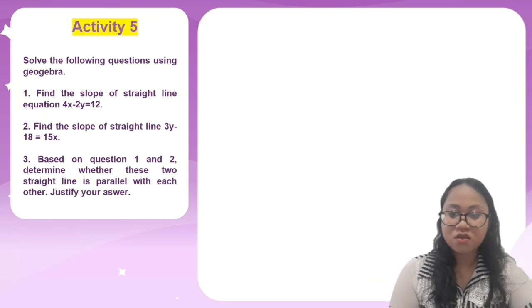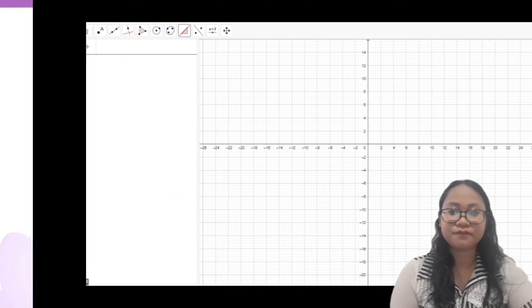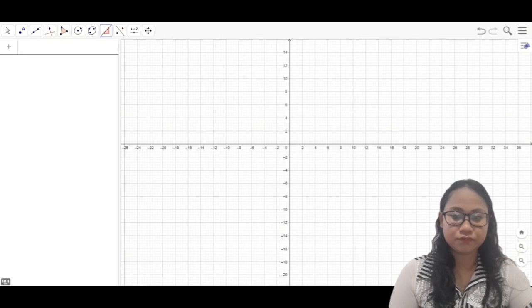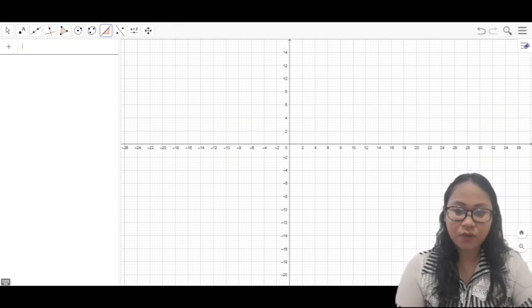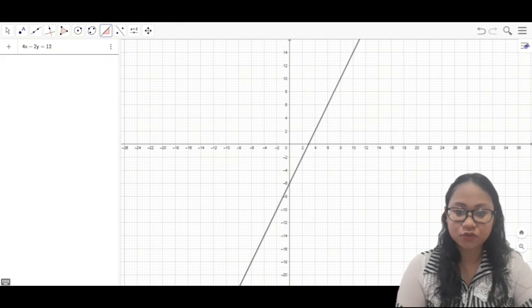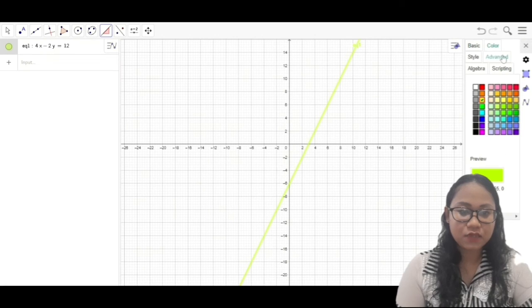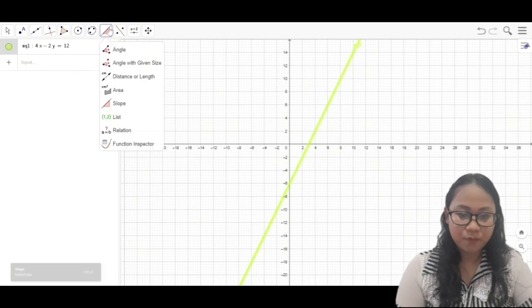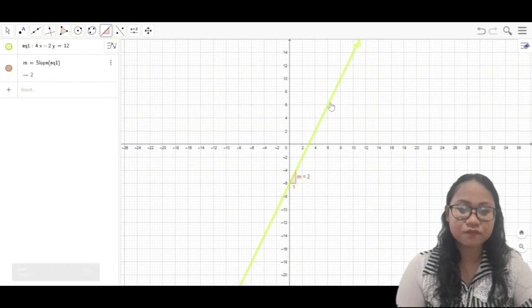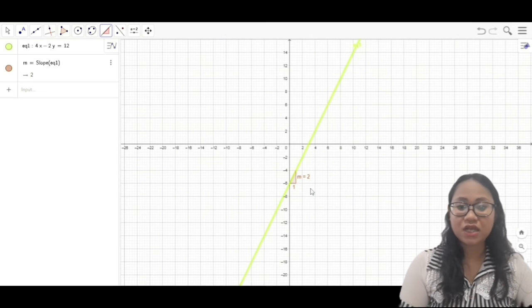For activity 5, solve the following question using GeoGebra. Let's read the question together. Question 1. Find the slope of straight line equation 4x minus 2y equal to 12. The equation for the question 1 is 4x minus 2y equal to 12. Click on this symbol, choose slope and click the straight line. Therefore, the answer that we got is m is equal to 2.